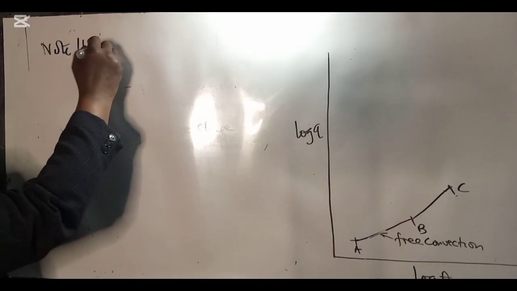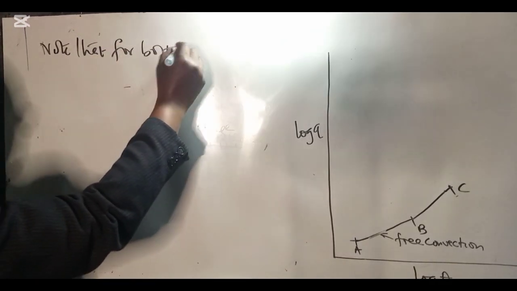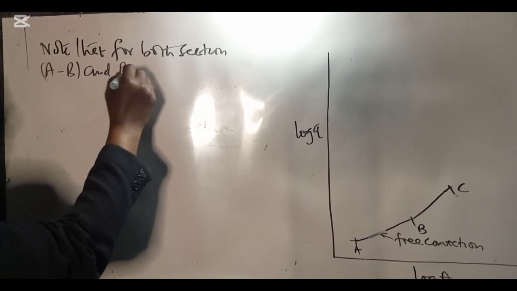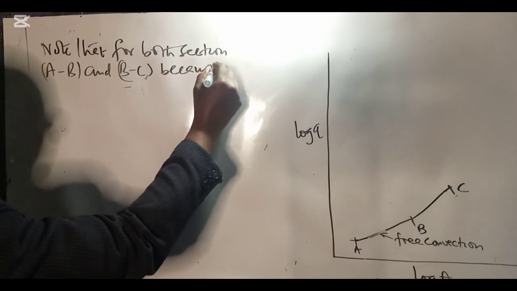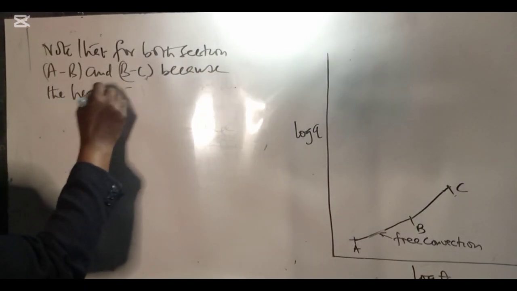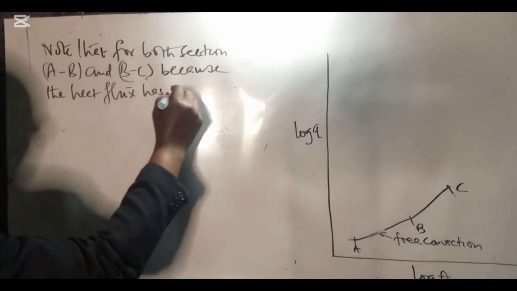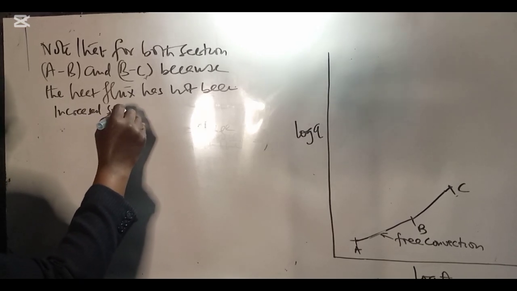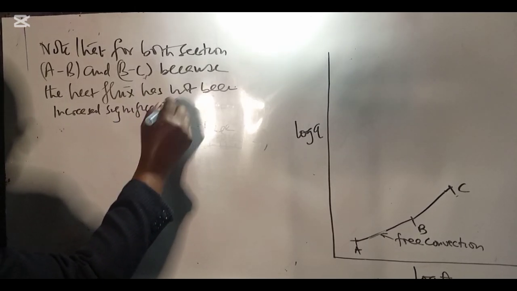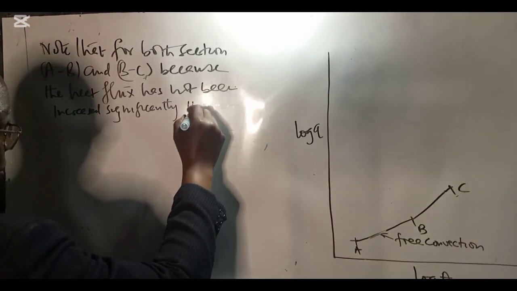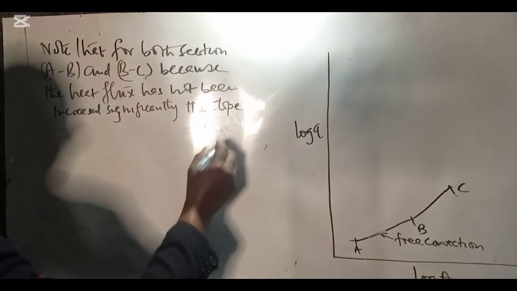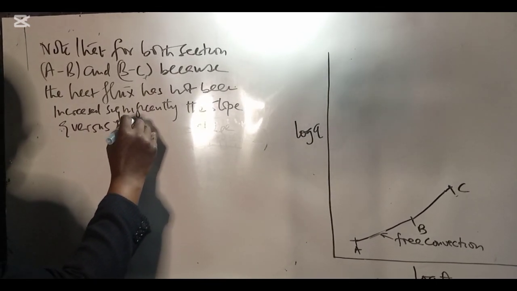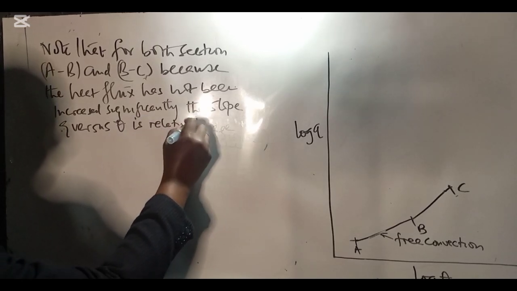So we just need to note that for both sections AB and BC, because the heat flux has not been increased significantly, the slope of Q versus theta is relatively constant.